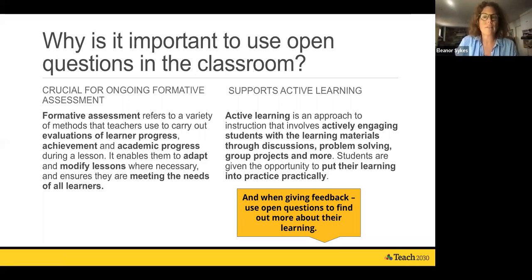So students are given the opportunity to put their learning into practice practically, and open questions facilitate that because they ask the learners to explain their learning continually. And also, of course, when giving feedback, we use open questions to find out more about their learning.